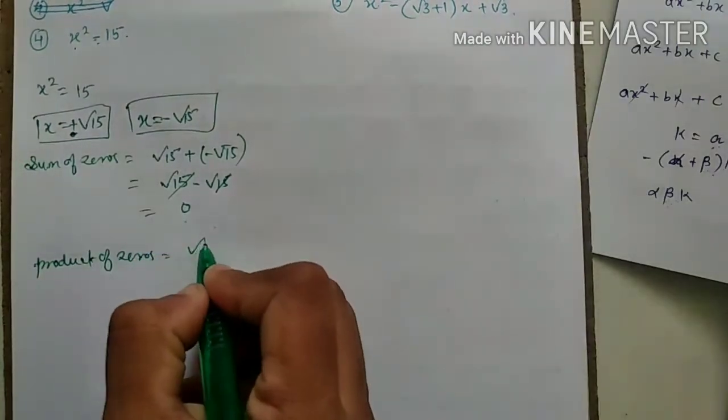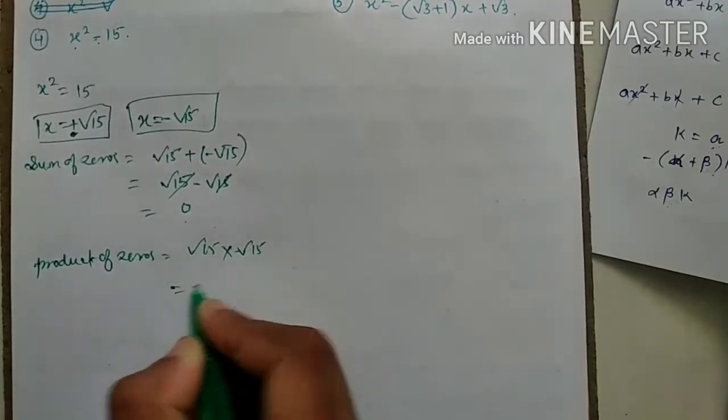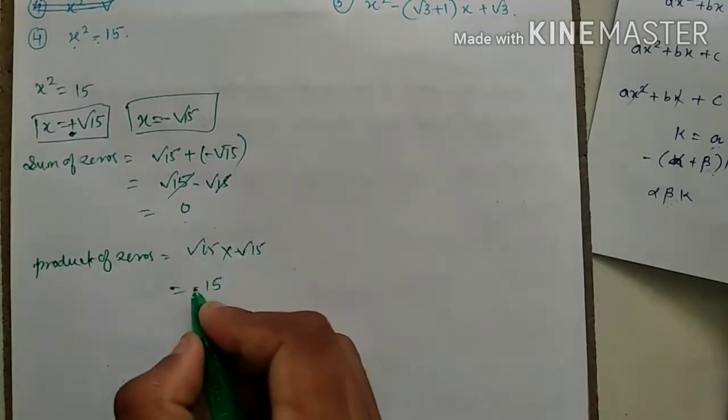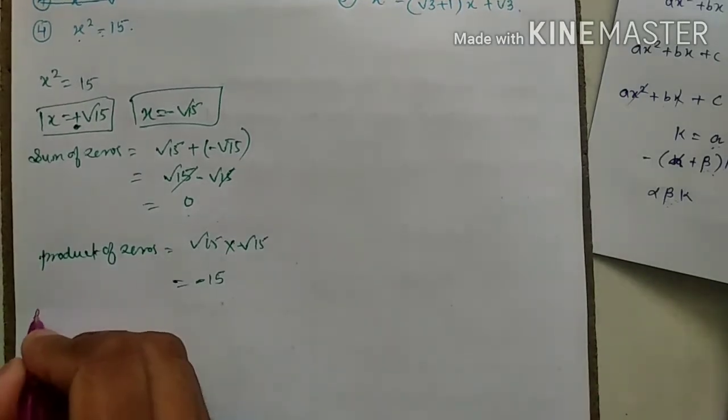Just see. Root 15 multiplied by minus root 15. If it is multiplying, I am getting minus 15. So this is my product of zeros. Now come to that formula, the relations.